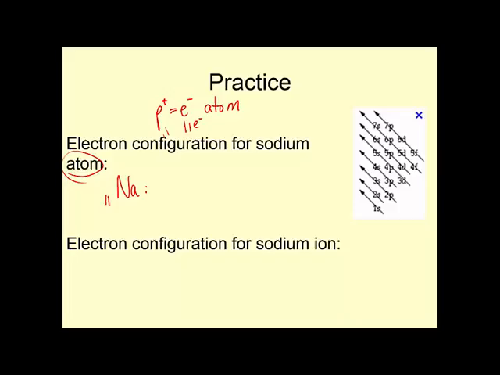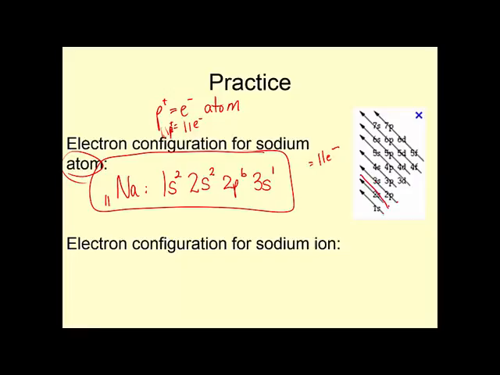Right. So then the first 2 electrons for sodium are going to fill up that 1s sublevel. Once that's filled, we start here and we go up. So we need the 2s, and that can only hold 2 electrons, so then that's full. Then we start down here and we get 2p, and we can put 6 electrons in a p sublevel, and then 3s. And we only need to put 1 there because 2 plus 2 plus 6 plus 1 equals 11 electrons. So this is the electron configuration for sodium atoms.